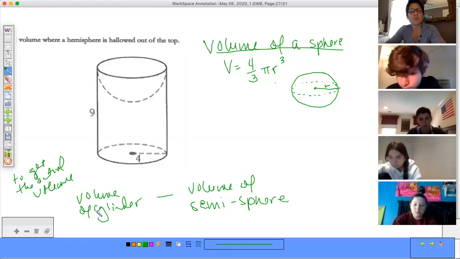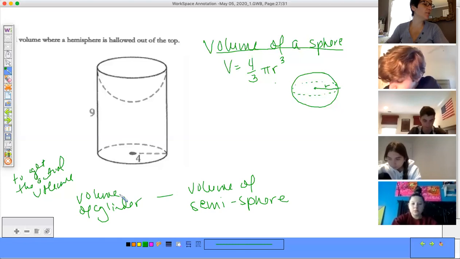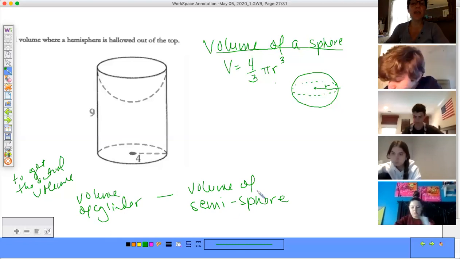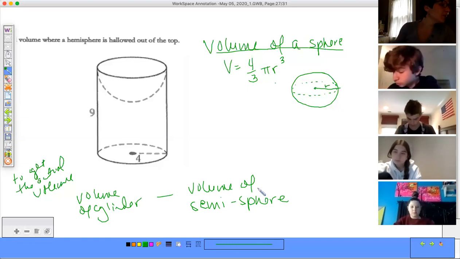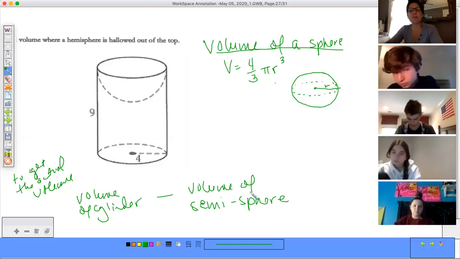All right. If your last name goes from A through L, go get me the volume of the cylinder. If your last name goes from M through S, you guys are going to get me the volume of the semisphere. So for those of you who are finding the volume of the semisphere, you're just going to find the total volume and simply do what?